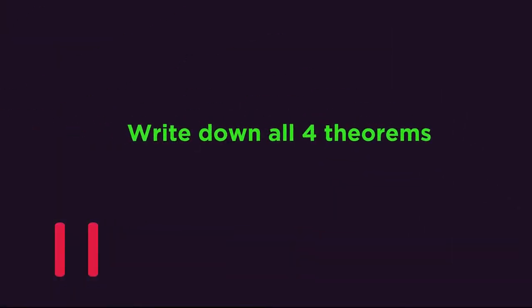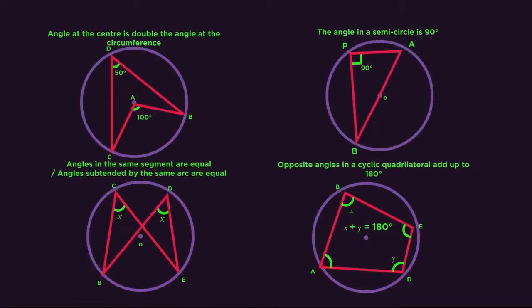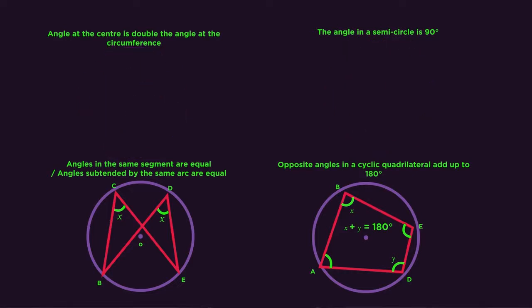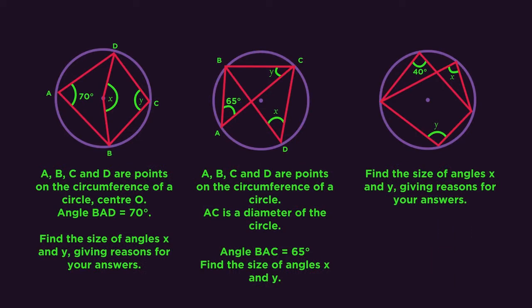So now here's the test. Can you remember all 4 theorems? Pause the video, jot them down and click play when you're ready to check. Make sure you use the correct terminology. Did you get them all? Check you use the correct terminology. So here are 3 questions for you to do using your new circle theorem knowledge. Pause the video, find the angles and click play when you're ready to check your answers. How did you get on?